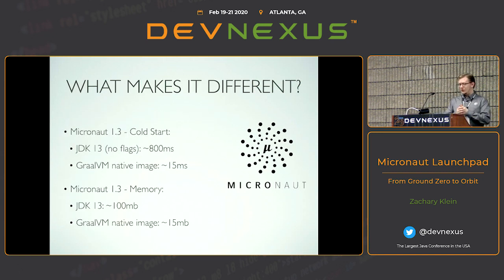A few numbers just to give you an idea of the kinds of metrics we're talking about. With the latest version of Micronaut 1.3, we're seeing startup times of around 800 milliseconds just with plain JDK 13. No tuning, no options. It's around 800 milliseconds. And as a native image, we're seeing in the teens of milliseconds. And you can see the memory estimates there as well. Again, there are a lot of variables here, and we're working on a more robust way of tracking. We have ways of tracking the performance over time, but that gives you some idea of what kind of numbers we're talking about with Micronaut.